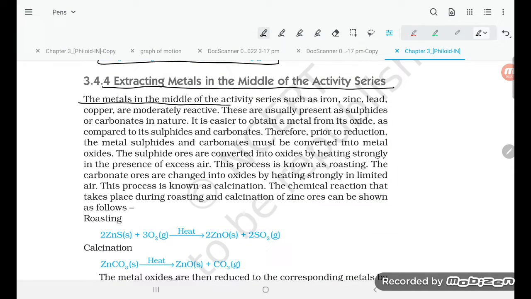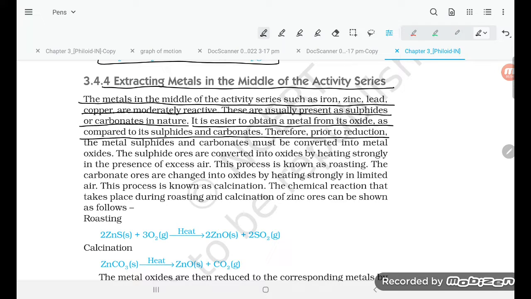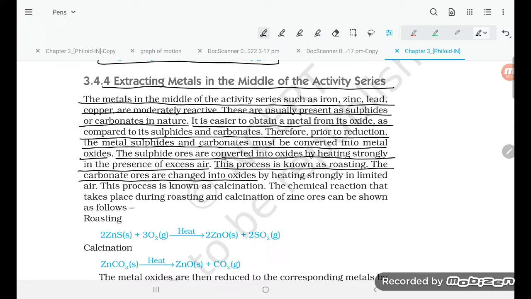The metals in the middle of the activity series, such as iron, zinc, lead and copper, are moderately reactive. These are usually present as sulfides or carbonates in nature. It is easier to obtain metal from its oxide as compared to its sulfide and carbonate. Therefore, prior to reduction, the metal sulfide and carbonate must be converted into metal oxide. The sulfide ores are converted into oxide by heating strongly in the presence of excess air. This process is known as roasting. The carbonate ores are changed into oxide by heating strongly in limited air. This process is known as calcination.